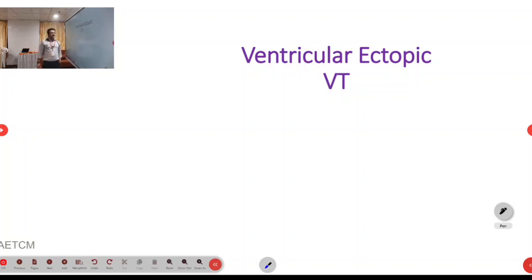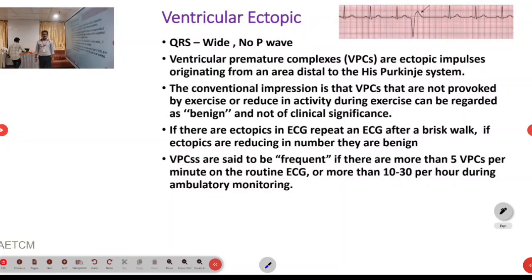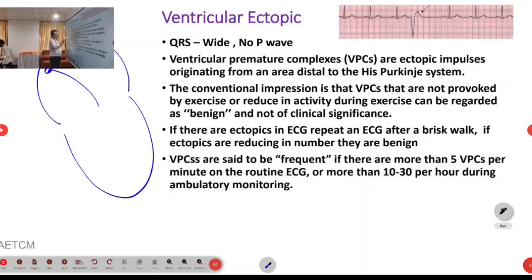Now let us discuss ventricular ectopics and VT. Once you know what a ventricular ectopic is, you will understand what VT is. Ventricular ectopic means, this is your atrium, this is your ventricle. Normally, SA node to AV node conduction will happen and it will go to the conduction system. You get P, QRS, T wave.